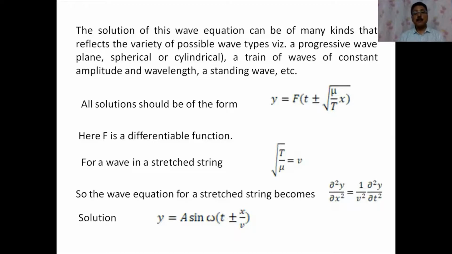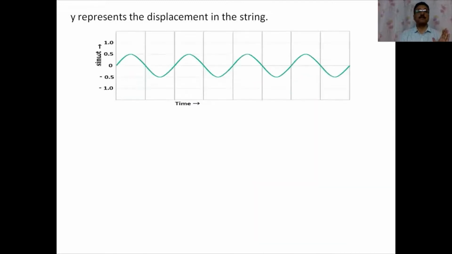So the wave equation for a stretched string becomes del 2y del x square is equal to 1 by v square del 2y del t square. And its solution is y is equal to a sin omega t minus x by v. Now this is one such wave equation in classical mechanics that we encounter. Here y represents the displacement in the string. Here, this is the solution of that wave.